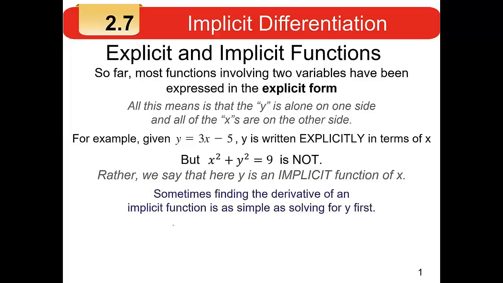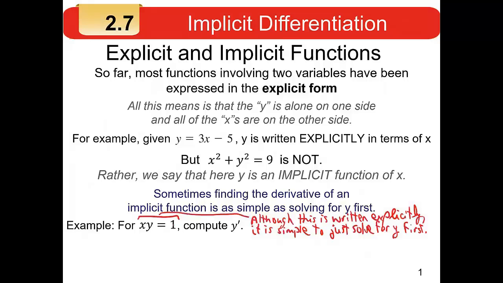Sometimes, however, finding the derivative of an implicit function is as simple as just solving for y first. For example, if I gave you the equation x times y equals 1 and asked you to compute dy over dx or y prime, that certainly is an implicit function. Y is written implicitly as a function of x. And you could solve it using some of the techniques that we're going to learn here, but it's much easier when it's that simple just to go ahead and solve for y and make it explicit that y is really just 1 over x, or if you want to write it as a negative exponent, which we know is easier to take derivatives of, as x to the minus 1.